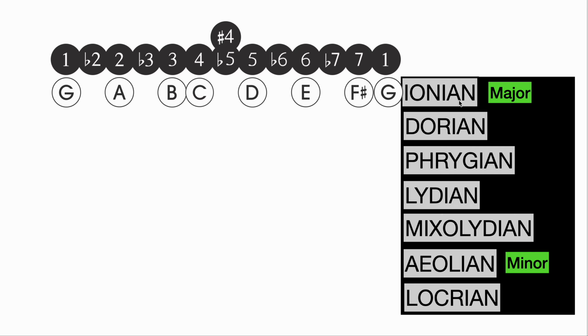A mode is a reorganization of the notes of a major scale, and they're given all these names: Ionian, Dorian, Phrygian, Lydian, Mixolydian, Aeolian, and Locrian. Because there are 7 notes in the scale, there's essentially 7 inversions or 7 starting places. The order is important because when we start and finish on each note in the scale, it produces a different tonality.